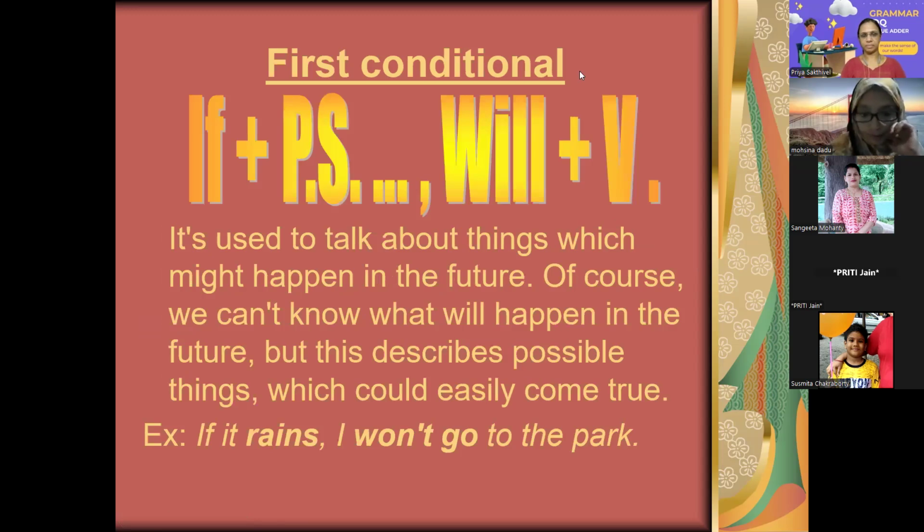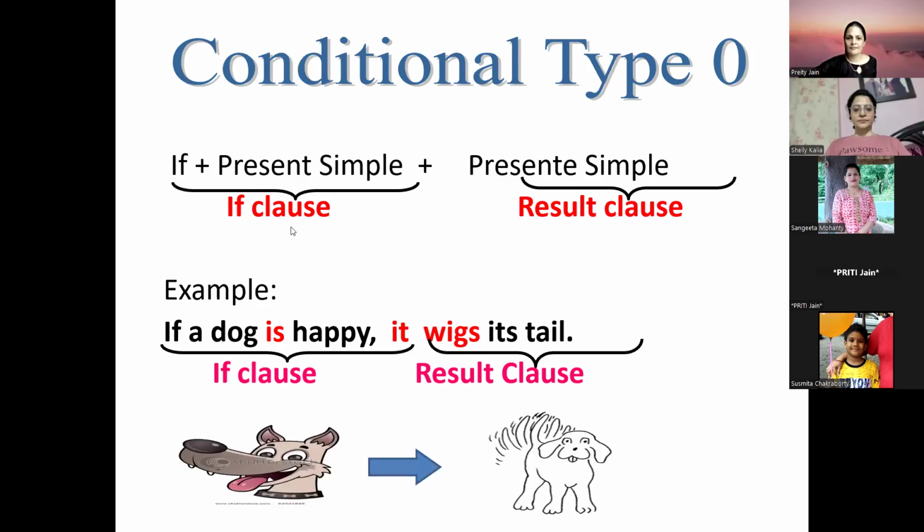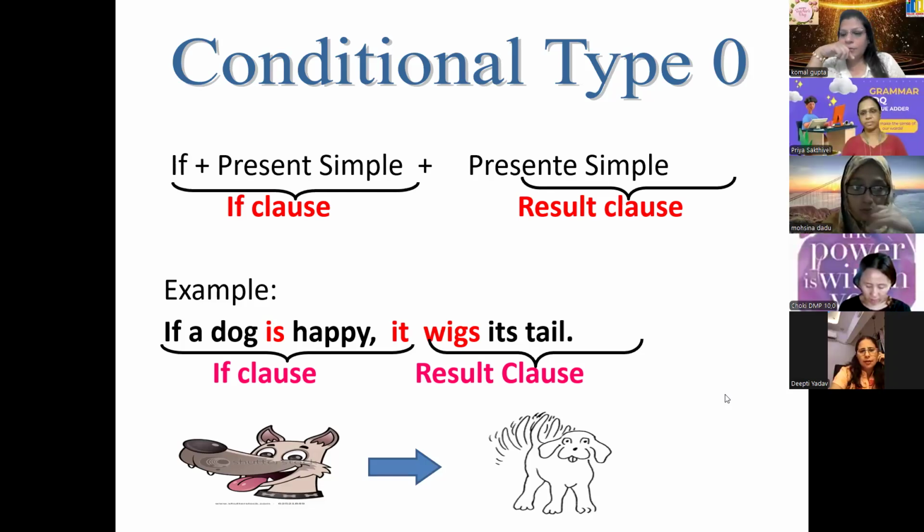Right, so I'm not taking the first conditional, zero conditional is okay. So now the rule is: if, then simple present, and then simple present. For example, if a dog is happy, it wags its tail. What does this mean? It wags its tail when it is happy. When the dog is happy, it wags its tail, and this is acceptable all over the world, so this is a general fact.